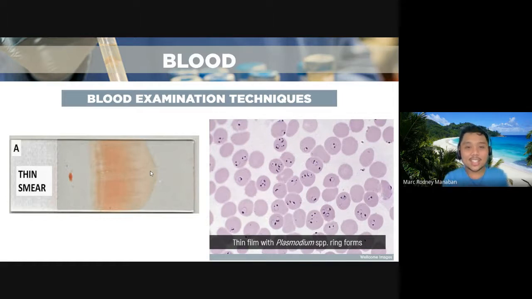Anyway, okay, so again, that's your thin smear. You examine it at the zone of morphology, similar to your hema. The zone of morphology is where you examine because your cells are not overlapping. You can really see individual cells and your parasites are clear also, okay? That's your thin film.